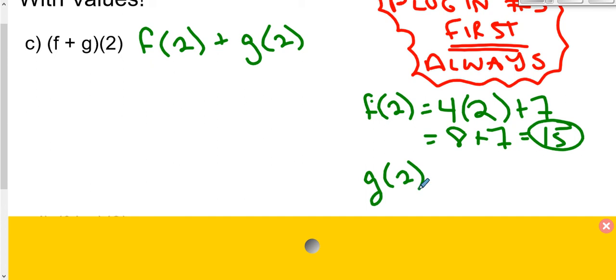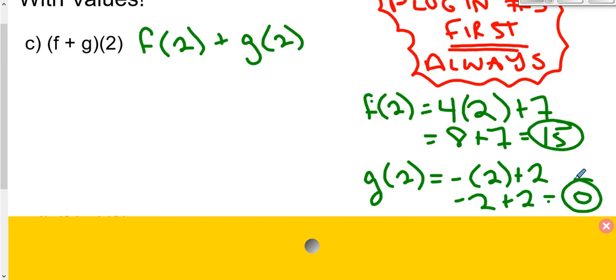So I'm going to take the number 2 and plug it into my g of x equation, which is negative x plus 2. And I have to plug in the number 2. Well, negative 2 plus 2 is just 0. So g of 2 is actually the number 0. So instead of using the phrase f of 2, I'm going to use the number 15. And instead of using the phrase g of 2, I'm going to use the number 0.